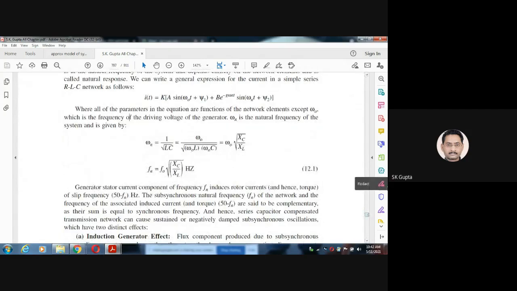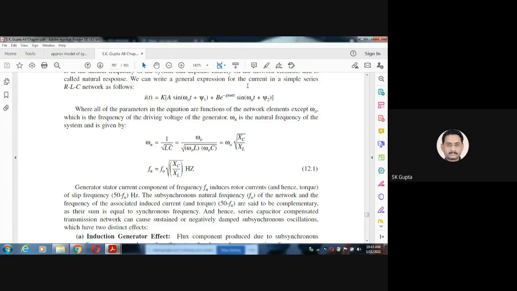What is subsynchronous resonance? As the name indicates, subsynchronous. Synchronous is taken from the synchronous speed. Synchronous speed means 120 f by p, according to the power frequency. If there is a 50 hertz signal, 50 hertz power frequency, then synchronous speed will be 1500 rpm for 4 poles, 3000 rpm for 2 poles. So that is the power frequency. But subsynchronous means frequency below 50 hertz.